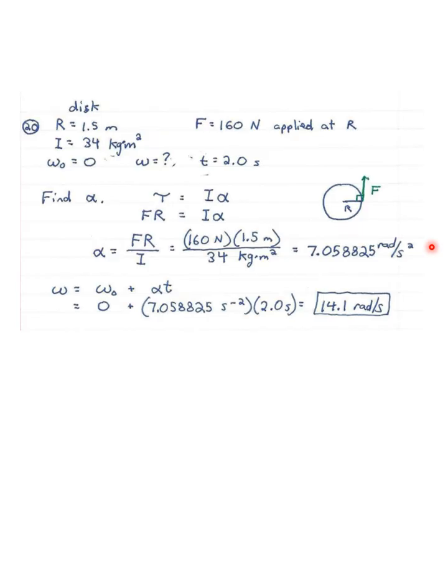Now we can apply that to a kinematic equation. Since we're given omega naught and t, now we know alpha. We can solve for omega is omega naught plus alpha t, and we get 14.1 radians per second.